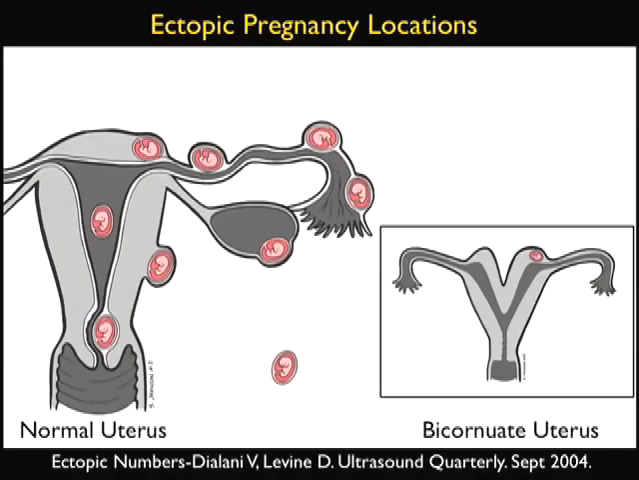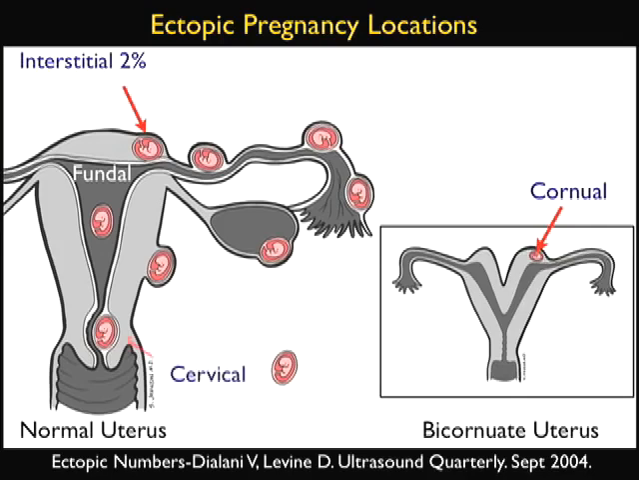Here's an illustration showing the location of ectopic pregnancies. Normal uterus to the left, bicornuate uterus to the right. Recall that an intrauterine pregnancy is defined as fundal in location, but interestingly enough, we can have variants of ectopic pregnancy that are located even within the uterus. One that we can see is the interstitial location in the normal uterus to the left, or a cornual pregnancy in the bicornuate uterus to the right. This is defined as an implantation near the area where the fallopian tube enters into the uterus.